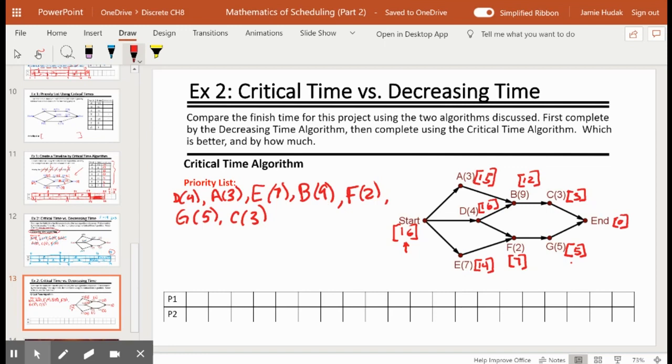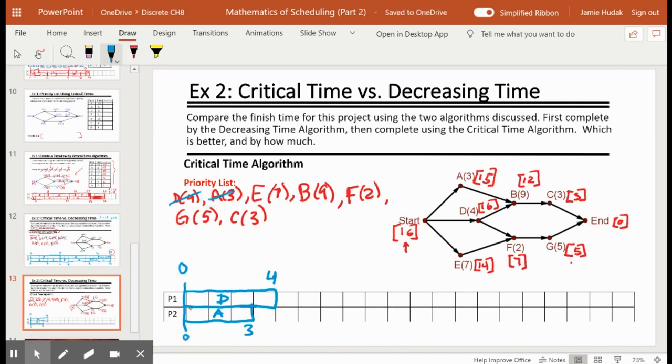So D takes 4 units of time. We're starting from 0, 1, 2, 3, 4. There's D. Cross that off the list. Let's do the schedule in blue. I have enough red ink here. Next task in the list is A. A is connected to start. It's 3 units of time. 1, 2, 3. Can cross A off the list.